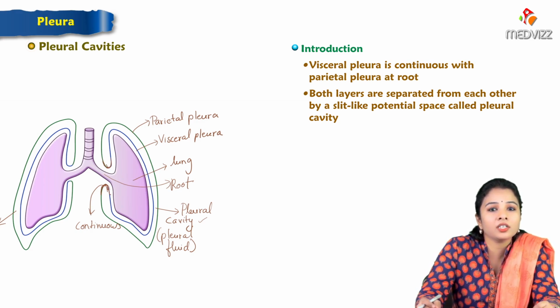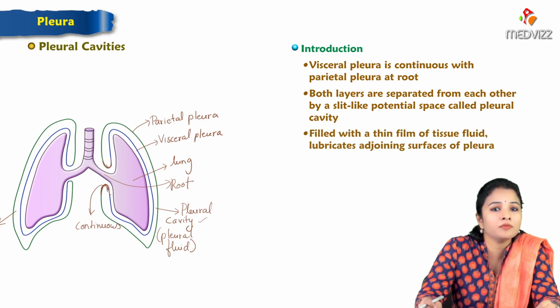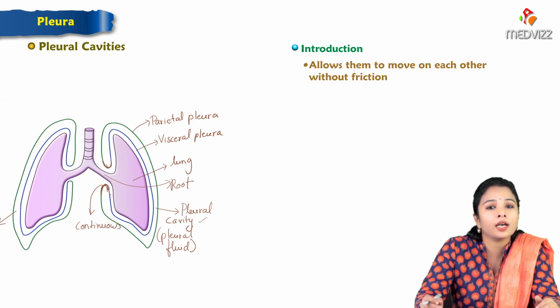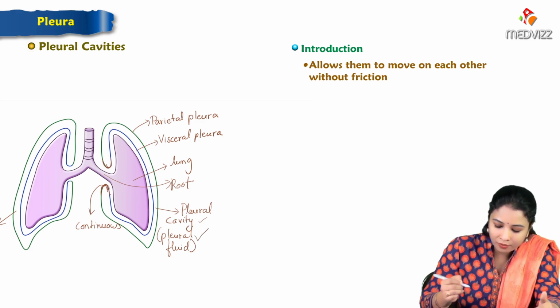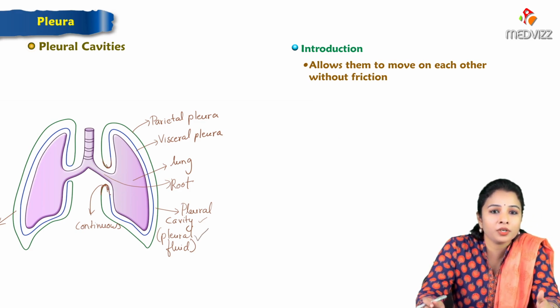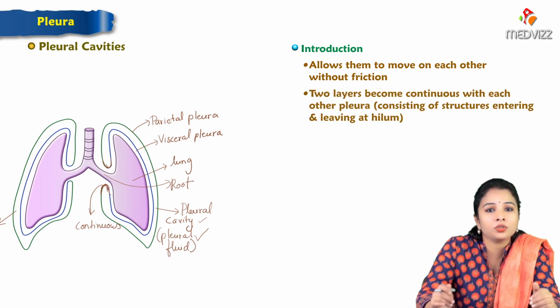The pleural cavity is normally filled with a thin film of tissue fluid which lubricates the adjoining surfaces of the pleura and allows them to move on each other without friction. So that is the function of this pleural fluid which is normally present in the pleural cavity. The two layers become continuous with each other at the root of the lung.